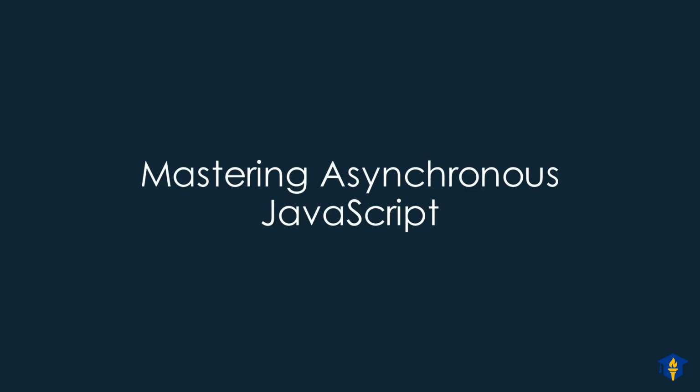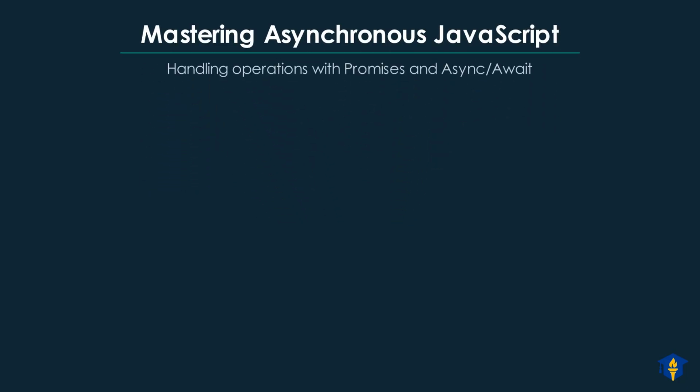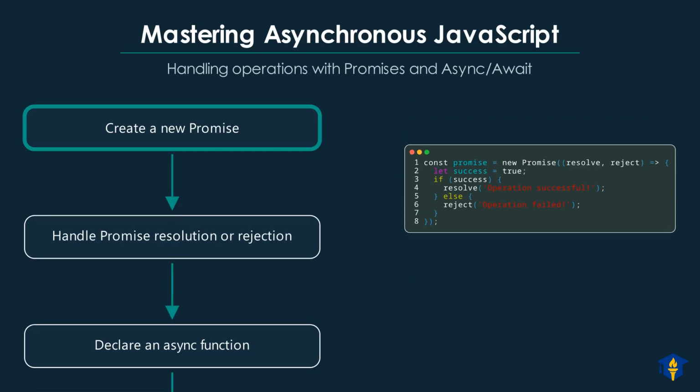Let us focus on mastering asynchronous JavaScript, a vital skill for modern web applications. This involves effectively handling operations using promises and the async await syntax. The first step in asynchronous programming is to create a new promise object. This code demonstrates how to create a promise that resolves or rejects based on a success condition.